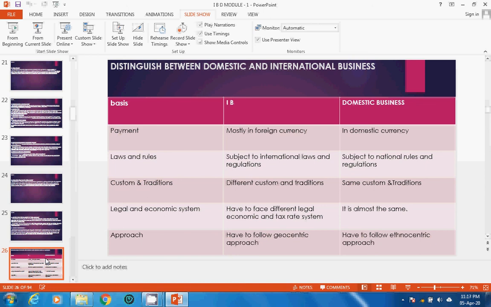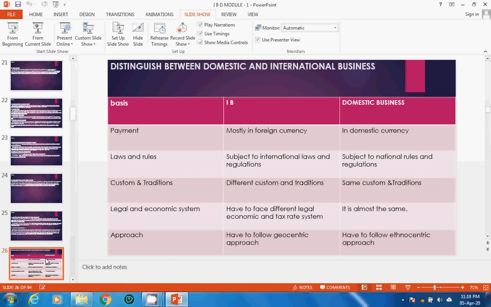Laws and rules. International business firms are subject to international laws and regulations. They might have different laws and different regulations because they have business operations in different foreign economies. But national rules and regulations are limited to a particular geographical area called India. For an entire nation like India, we have rules and regulations which are similar.